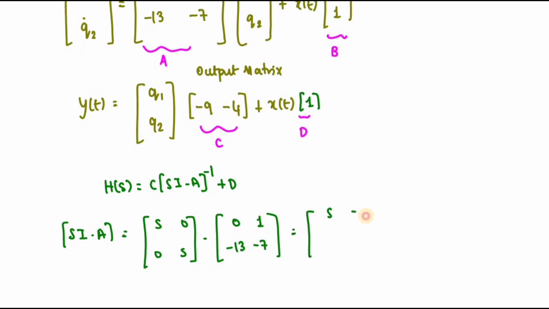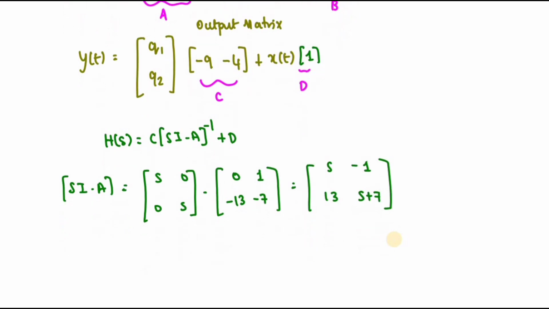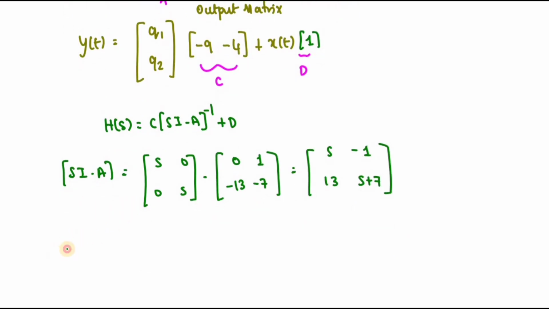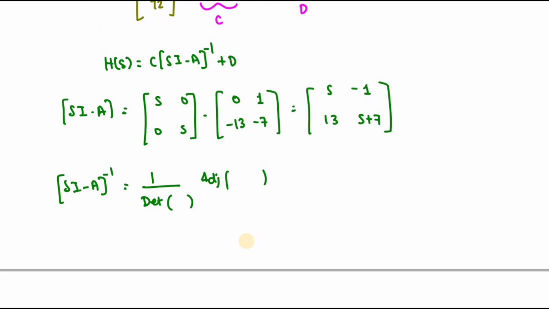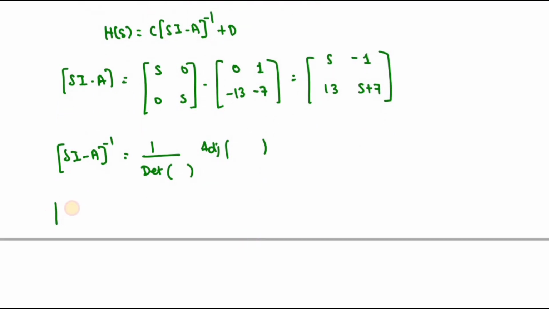So if you subtract, you will get s minus 1, 13, s plus 7. This is your sI minus A. Next, I need to find the sI minus A, the whole inverse. So the formula is 1 divided by the determinant of this value, and adjoint of this value. In order to find the determinant, the determinant of sI minus A is equal to s into s plus 7 plus 13, sorry. So s square plus 7s plus 13 is your determinant value.